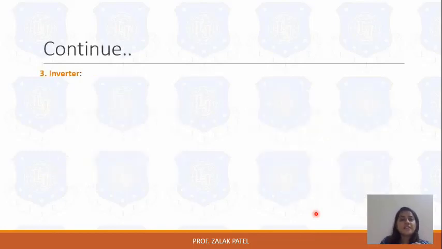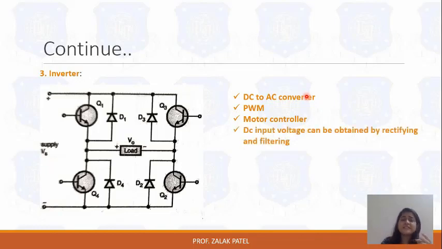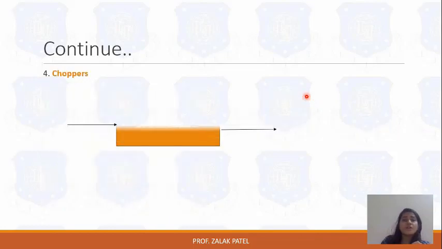Third one is the inverter. Inverter is one type of DC to AC converter. So here we use the transistor model for this. Here again at a time one transistor and diode is operated, and at another time the other transistor and diode pair will be operated. So as I said, it is one type of DC to AC converter. It will be used in PWM, pulse width modulation, and motor control purpose. We will see about this in detail in single phase inverter chapter.